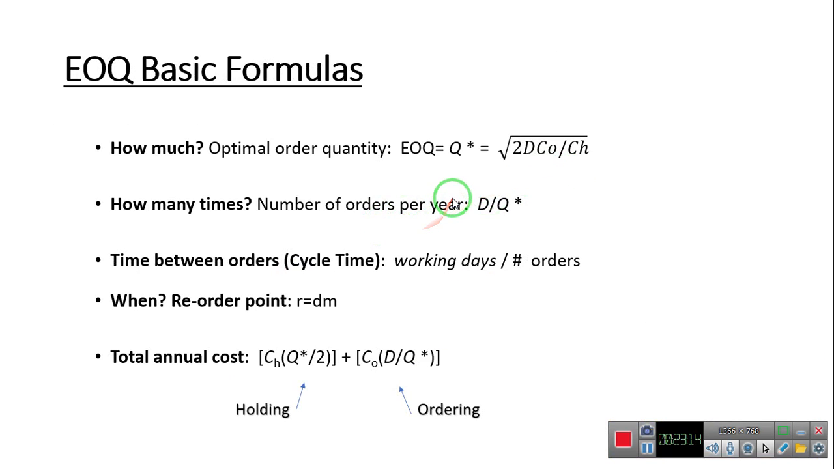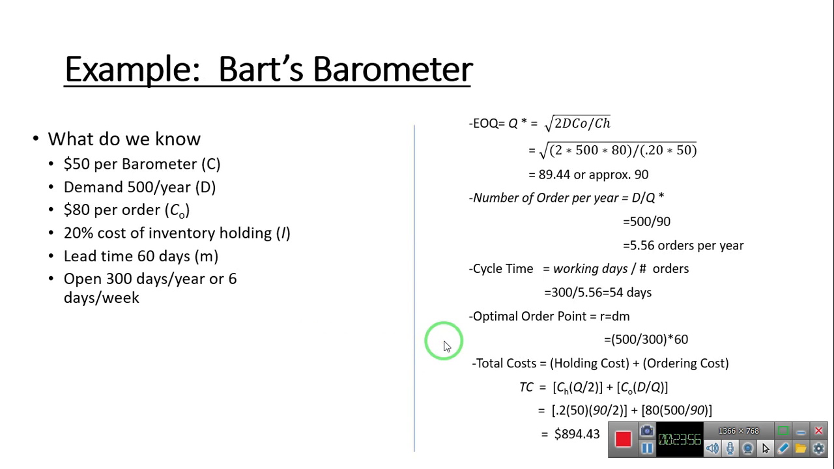Let me go back. So for Harris, the engineer came up with this equation. The rest of them, we could have come up with them ourselves. So how many times in a year do you need to order? Well, that's simple, because now that I know my demand and my Q star, if I divide my yearly demand by the Q star, it's going to give me the number of times in a year that I'm going to have to order, right? And everything else, the working days divided by the orders, it's the same thing. We could have come up with that ourselves. We're going to look at each of them in an example.